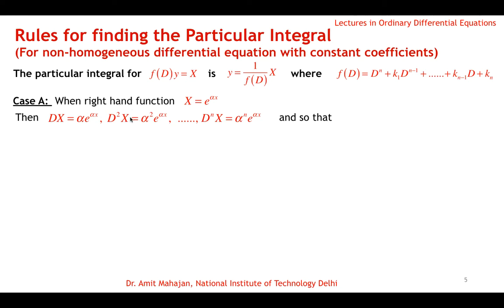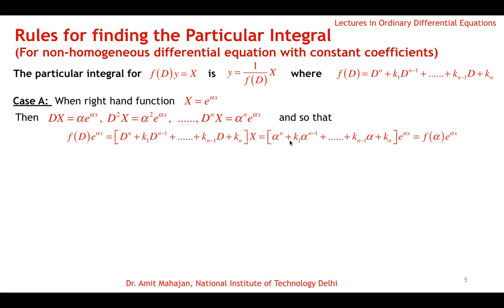Similarly, if we calculate the second derivative, it will be alpha square e power alpha x, and so on, and the nth derivative will be alpha power n e power alpha x. So for this operator, if we calculate f of D operated on capital X, that means f of D operated on the exponential. That means f of D is this whole thing operated on capital X, and this we have calculated here.